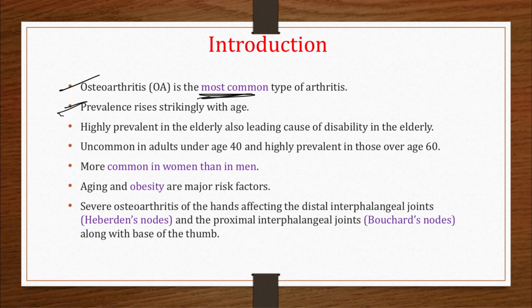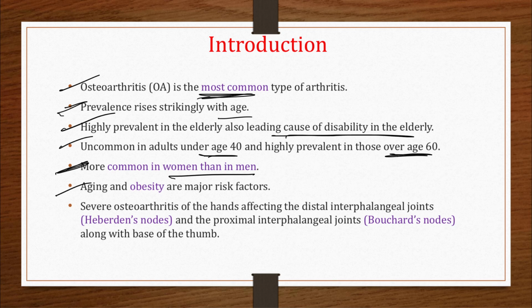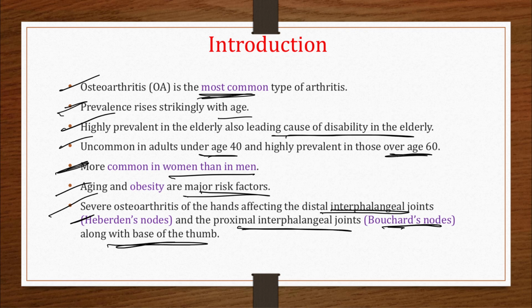Also the prevalence rises strikingly with age. So highly prevalent, the leading cause of disability in elderly people. Also uncommon in adults under age of 40 and highly prevalent in those over age 60 years. Though it's more common in women than men, and also aging and obesity are the major risk factors. Severe osteoarthritis of hands affects the DIP distal interphalangeal joint and causes Heberden's node, and the PIP proximal interphalangeal joint and causes the Bouchard node along with the base of thumb.